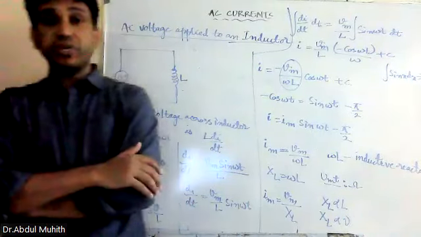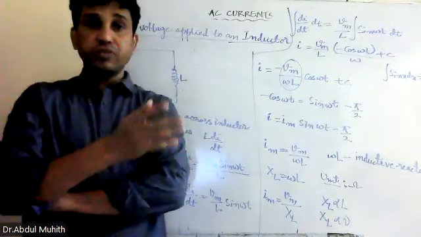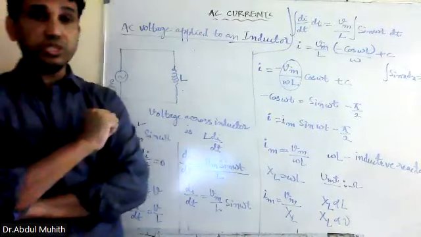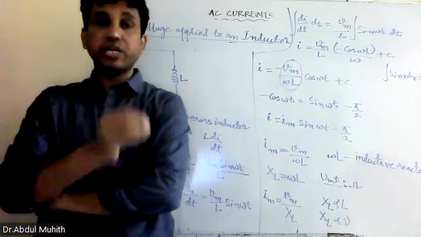Now, next one, we have a resistor in AC. So when we connect a resistor in AC, what will happen? We are applying the Kirchhoff second law. What is Kirchhoff's first law and second law? Kirchhoff's first law says that current coming to the junction is equal to current leaving the junction.